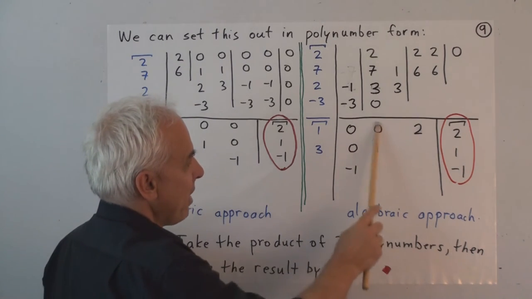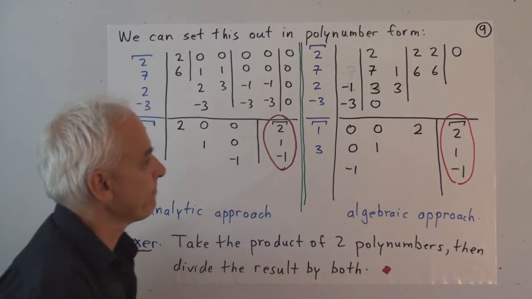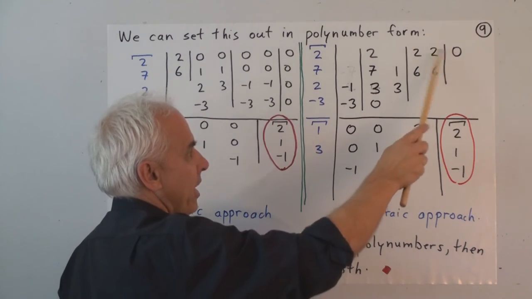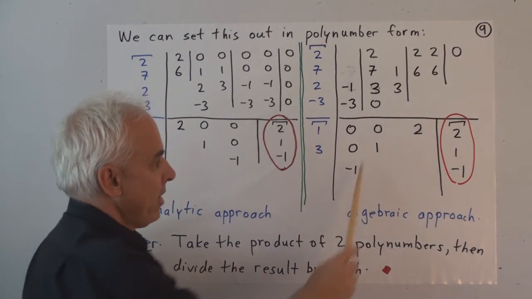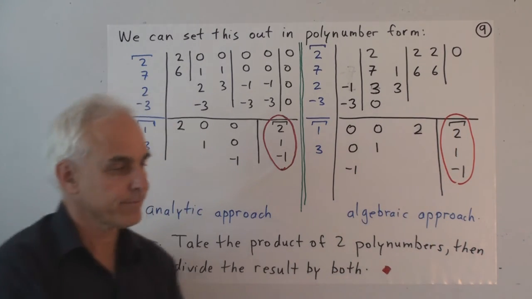Okay, so after we've multiplied by this one and subtracted, we get 2, 6. And that's just 2 times this one here. And the difference is 0. And the total that we've subtracted is 2, 1, -1.